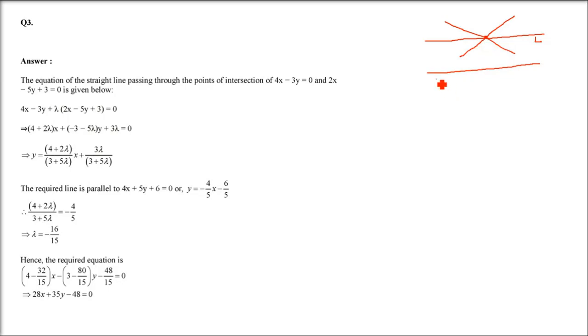Then, because we are given that this line is parallel to 4x plus 5y plus 6 equals 0, and since two lines are parallel, the slopes are going to be equal. The slope of the given line will be equal to the slope of the line which needs to be found. So let us find the slope first. 5y here, the other terms I am taking on the right hand side. So y will become minus 4 by 5 x minus 6 by 5, m is minus 4 by 5. These are parallel, so the slope of the line passing through the intersection point will also be the same, minus 4 by 5.